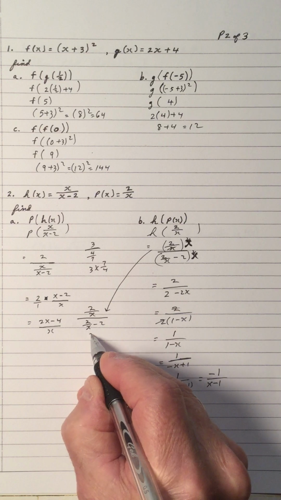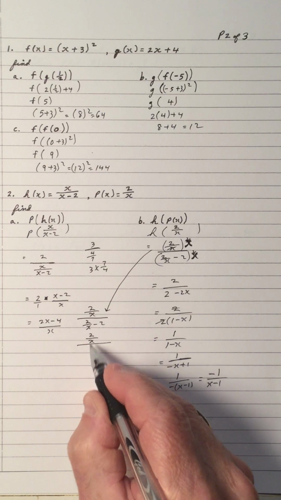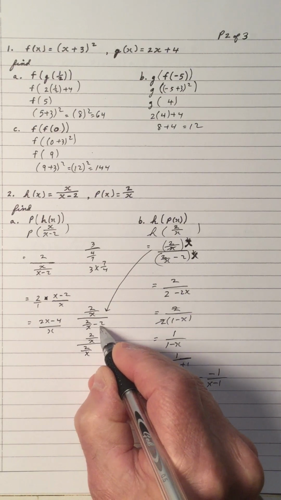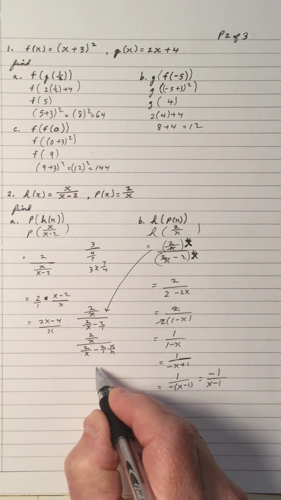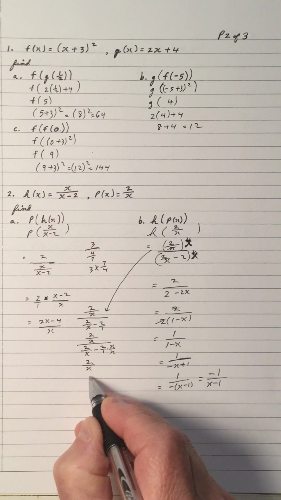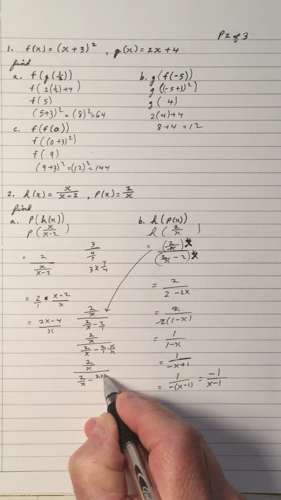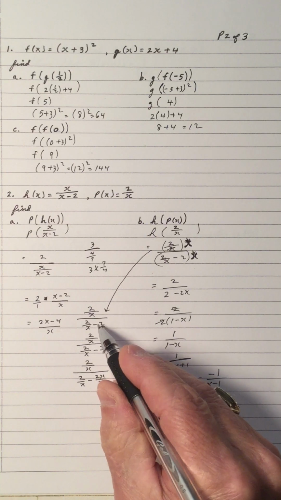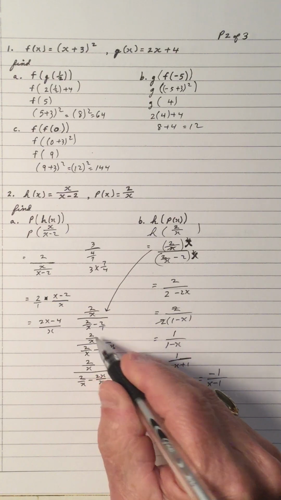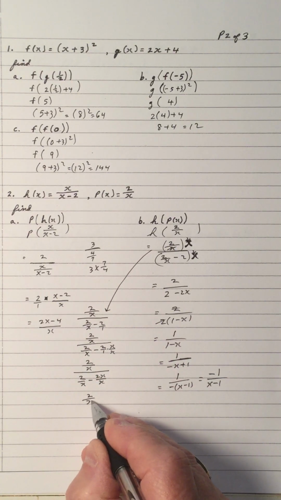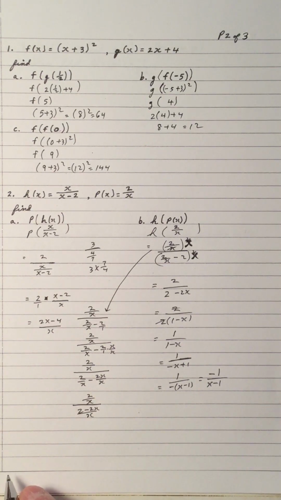The long way is to take the 2 over X and make this a common denominator. So that's 2 over X. That's over 1, so that's negative 2 over 1 times X over X. So that's 2 over X divided by 2 over X, subtract 2X over X. So what I'm doing, I'm simplifying the denominator by making it one fraction. So I got 2 over X divided by 2 minus 2X over X.